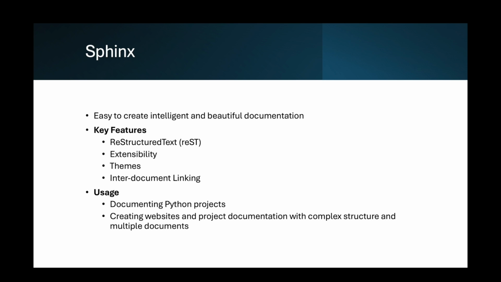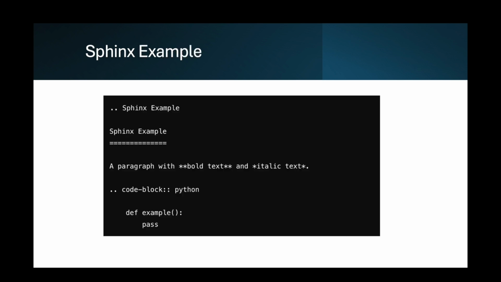Here is an example of Sphinx. You can create a paragraph with stars like a bold text and italic text, similar to markup. You can create a code block with colon signs and provide the language over there, and also create examples. Here's a Python example of a Python function which is called example. So this is a Sphinx example.